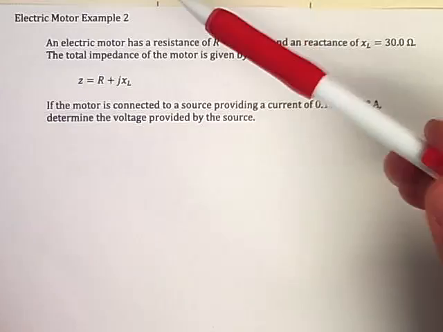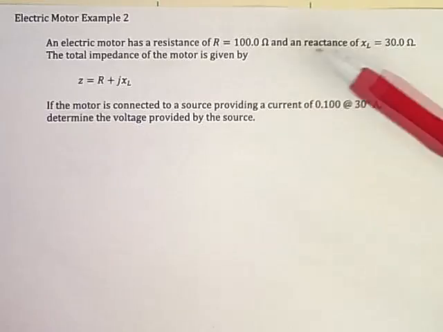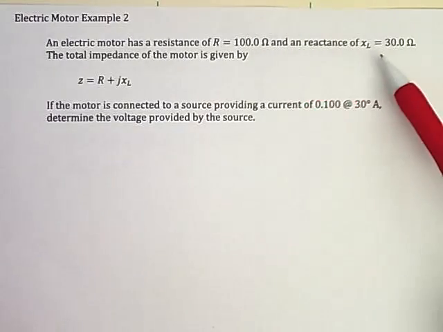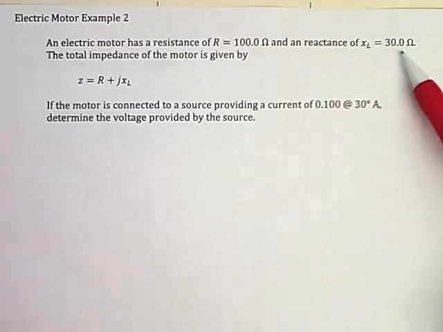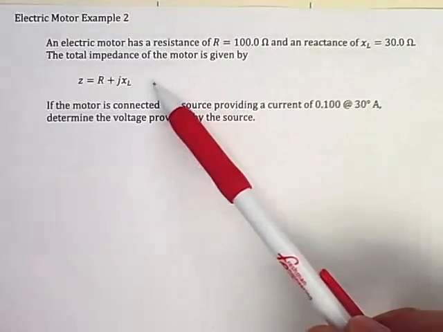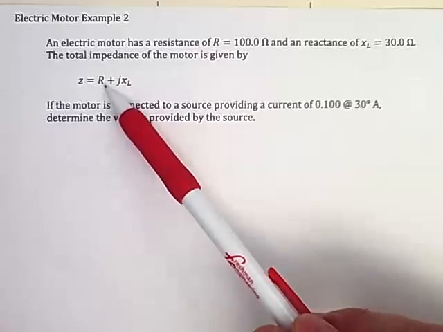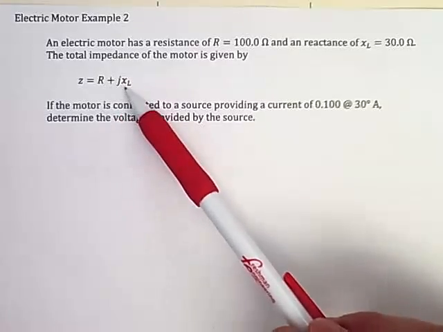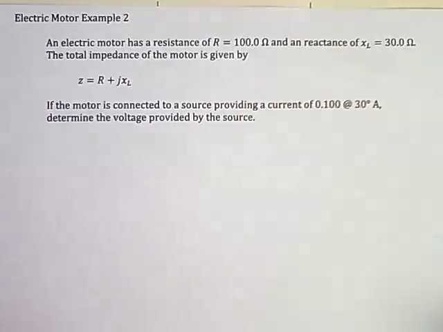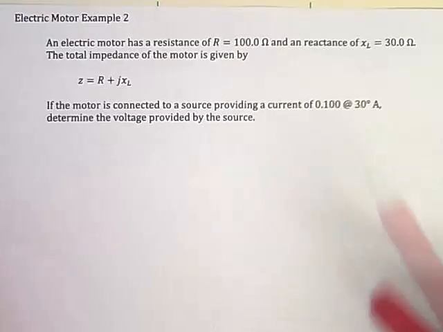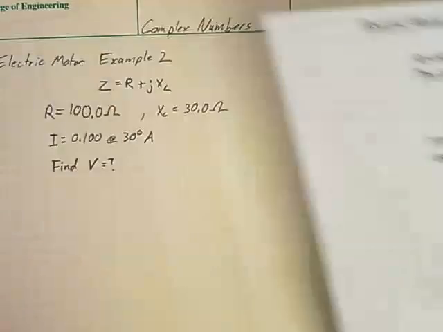Complex number electric motor example 2: the motor has a resistance of 100 ohms and a reactance of 30 ohms. The total impedance of the motor is given by Z, which is the resistance, R, in the real part, and then j times the reactance. It says that we've connected this motor to a source providing 0.100 amps at 30 degrees and wants us to determine the voltage provided by the source.